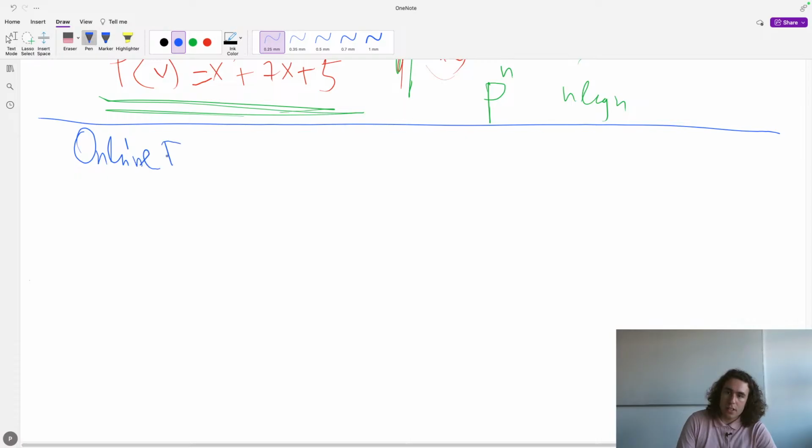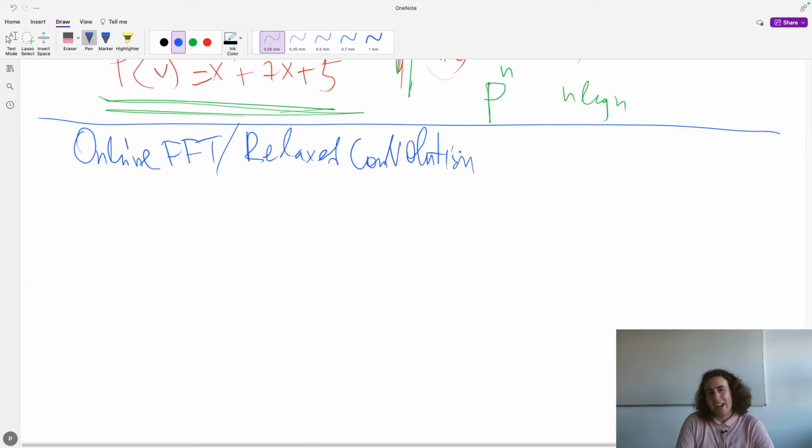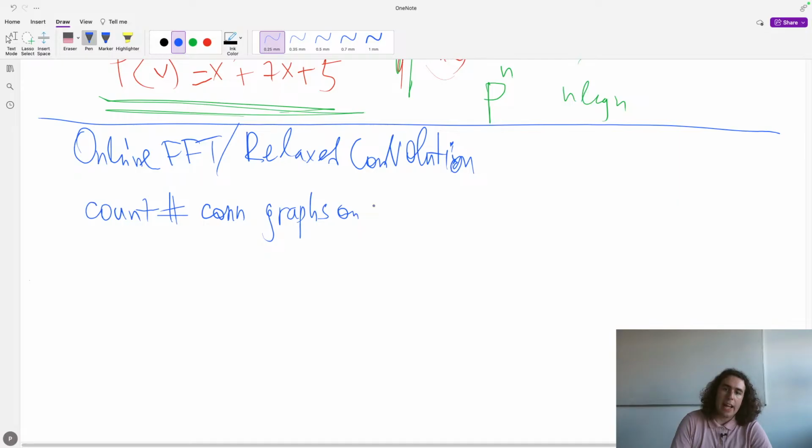Online FFT. These are very confusing names, like in different places they're used for different things. Sometimes this is also called relaxed convolution, but I honestly don't really know which term represents what. I just say online FFT for everything possible. So I want to count the number of connected graphs on n vertices.